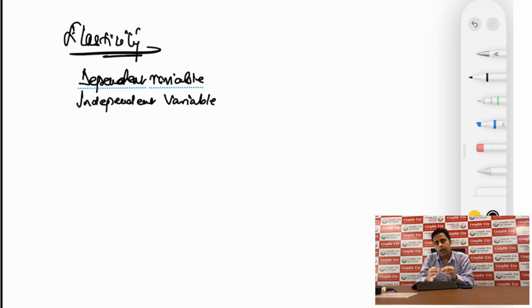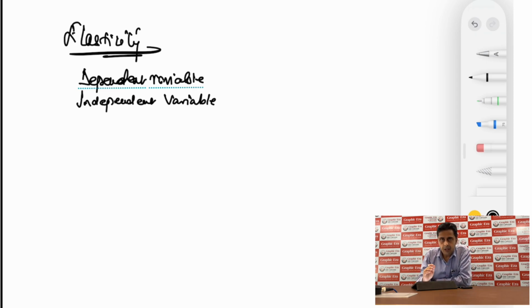In other words, how much is the demand variable or flexible against a change in price, or how much is the supply variable or flexible, responsive against the change in price. Or if you're talking about, for example, income elasticity of demand, we're talking about how much is the demand variable against a change in income. So all this is the concept of elasticity.